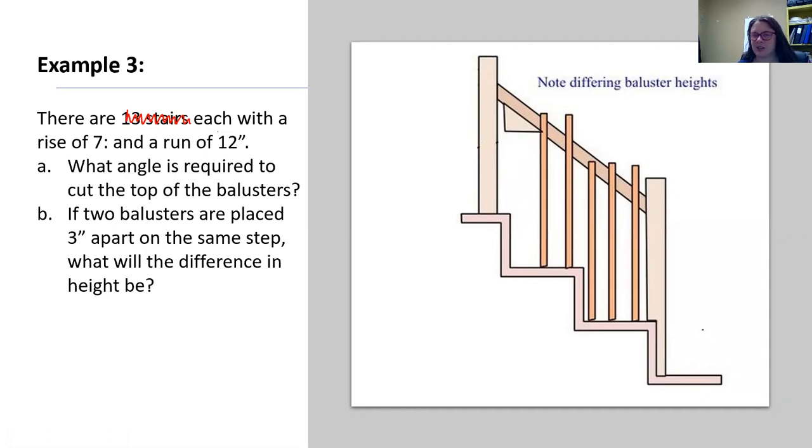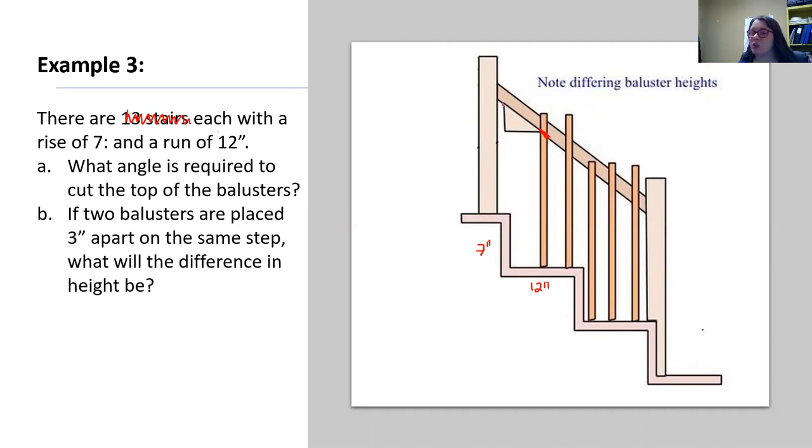So these stairs have a rise of 7 and a run of 12. Okay, so they go up 7 inches and a run of 12 inches. I didn't really check to see does it match with the diagram, so I apologize if it doesn't quite match. It looks like it might be out a little bit. Anyway, so here, based on this information, we can find out what the angle would be that we need to cut the tops of these balusters.